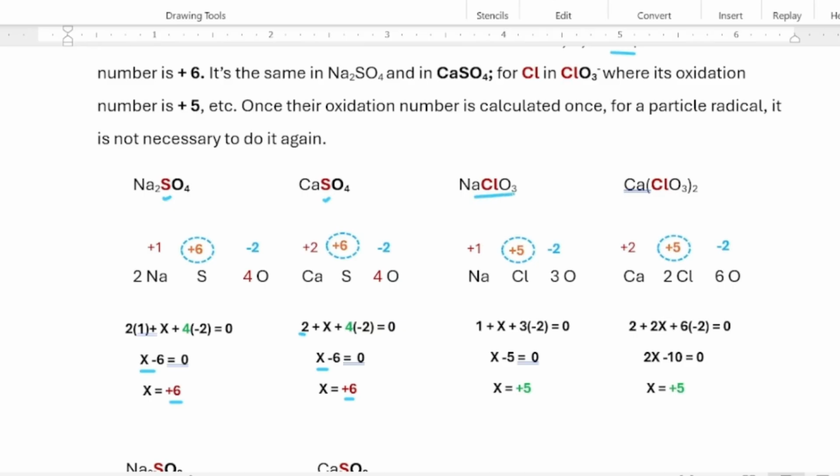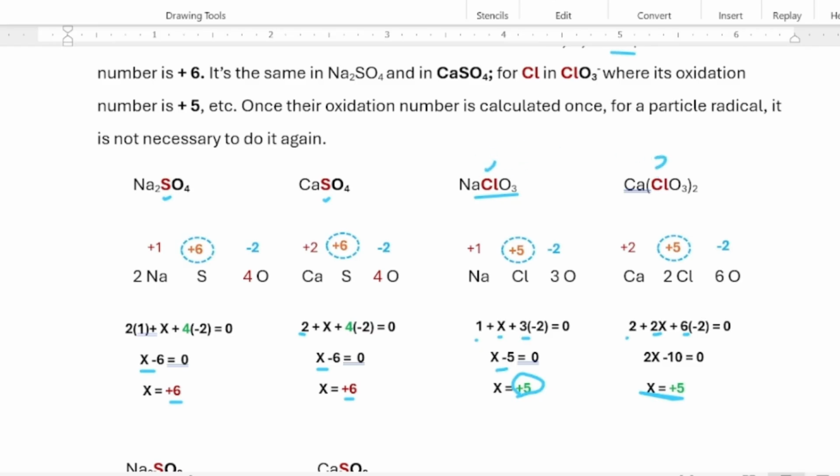Here's sodium chlorate. We want to know what chlorine is. Neutral, 1 sodium, 1 chlorine, let it be x. You have 3 oxygens. So you end up with x minus 5 is equal to 0. x is equal to positive 5. Try for this one here. Watch now. You have 1 calcium, but you have 2 chlorine and 6 oxygen because of that too. So 1 calcium, 2 chlorine, 2x, and 6 oxygen, you end up with 2x minus 10 is equal to that. Again, you see, the oxidation number for the chlorine is the same there and there.